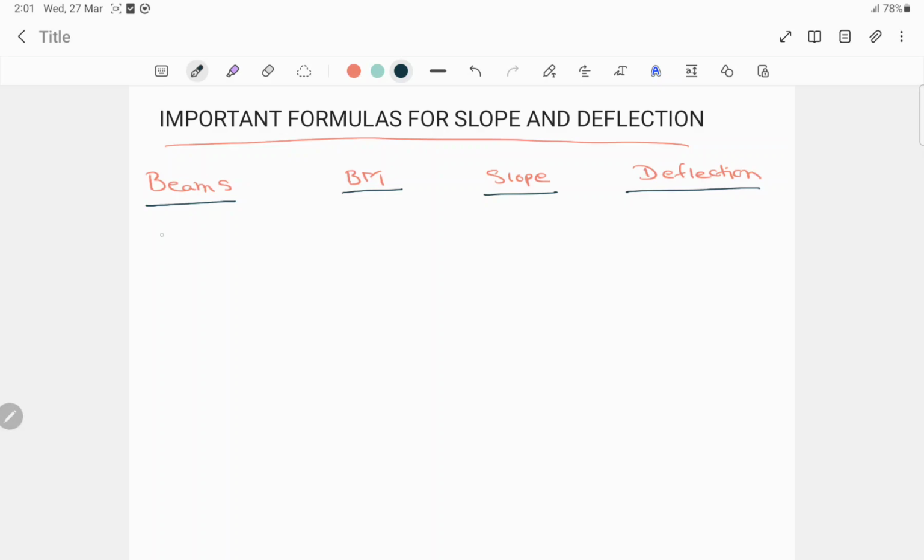Okay, so here for a cantilever beam, where one side is fixed and the other side is free, one load is acting, that is W, and the length of the beam is denoted by the term L. So in this type of beam, the bending moment will be W into L, and the slope will be WL square by 2 EI. EI is a constant term here. Okay, and the deflection formula will be WL cube divided by 3 EI.